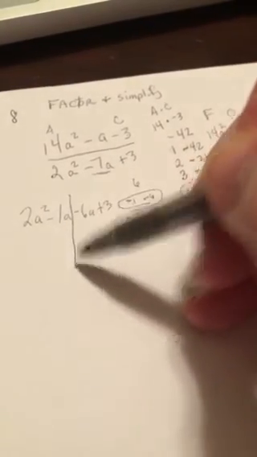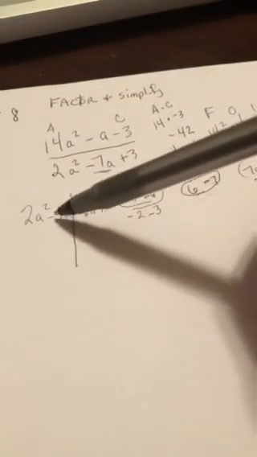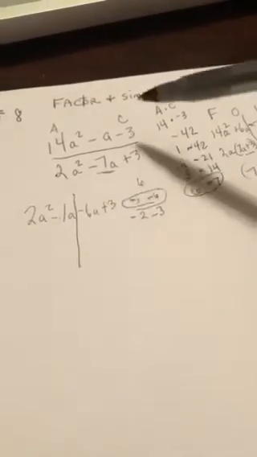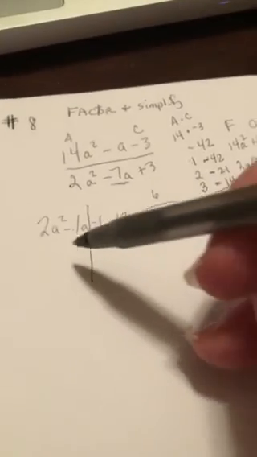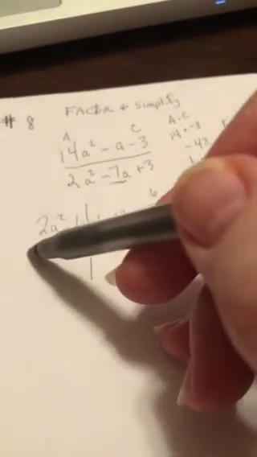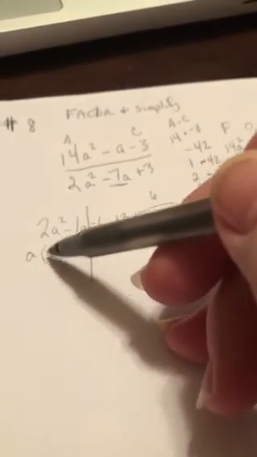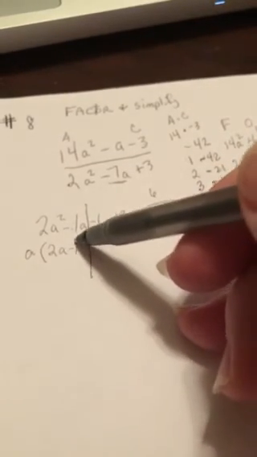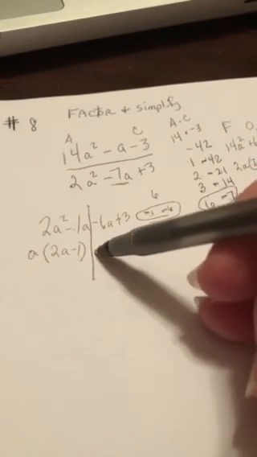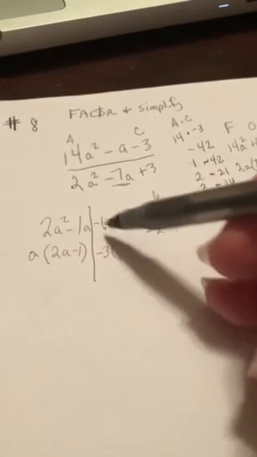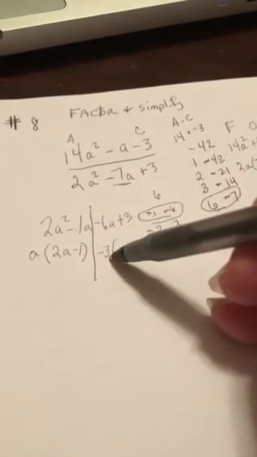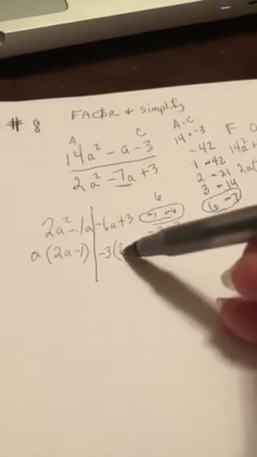Cut the problem in half. By the way, I could have switched these around. I could have put negative 6 here, negative 1 here. It never matters which way you put them. Okay, so here I'm going to pull out an a. So I have 2a minus 1. Here I'm going to pull out a negative 3. If that had been a plus there, we would have put a positive 3, but it was a negative.